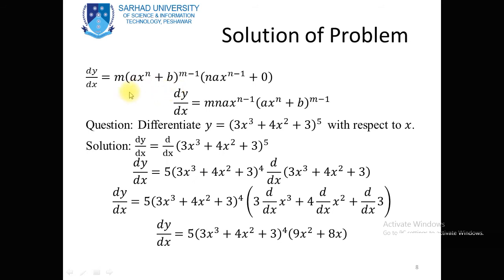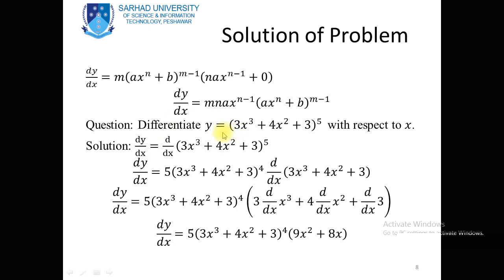Now you see over here, m times a x power n plus b to the power m minus 1, times n. Now taking the derivative of the base, n times a times x power n minus 1, and the derivative of the b term is equal to 0 because b is a constant term. Now dy by dx is equal to m n a x power n minus 1 times a x power n plus b to the power m minus 1.